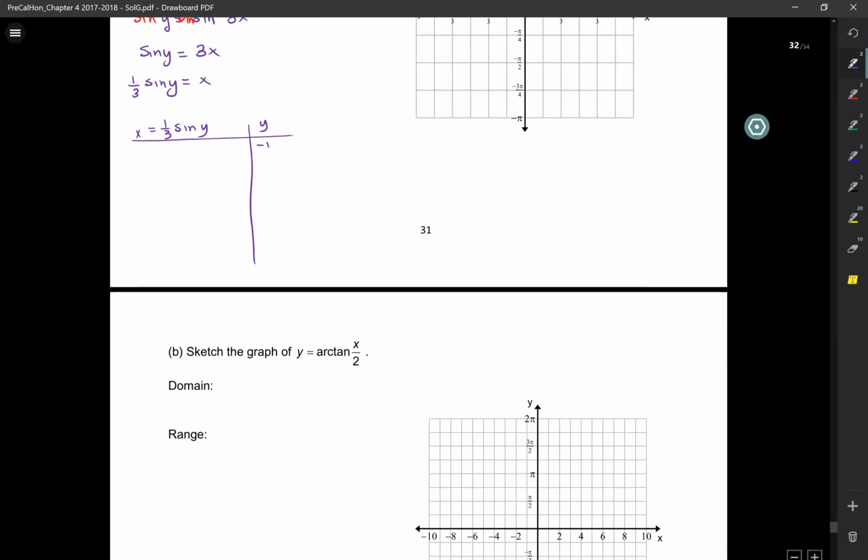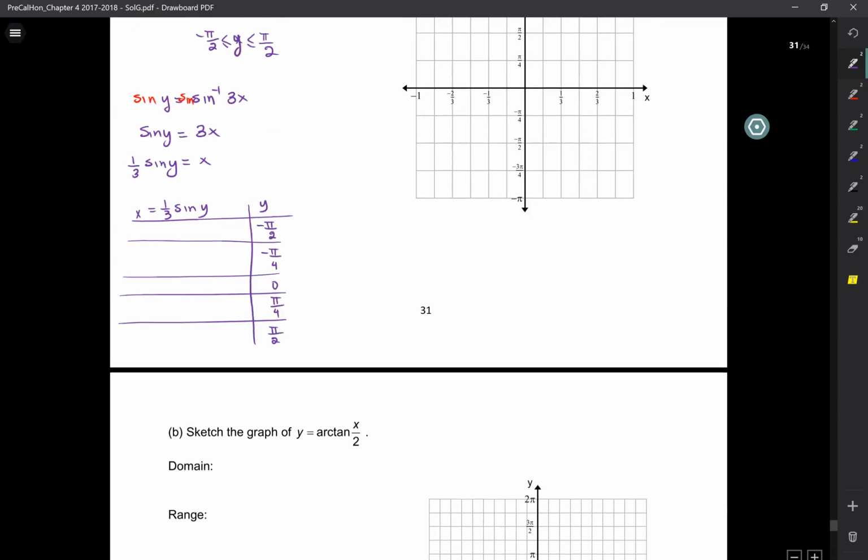So -pi/2, -pi/4, 0, pi/4, pi/2. Okay? Now, let's plug each of those values into our x. So x is 1/3 sine of -pi/2. So what about sine of -pi/2? -1, so this is -1/3.